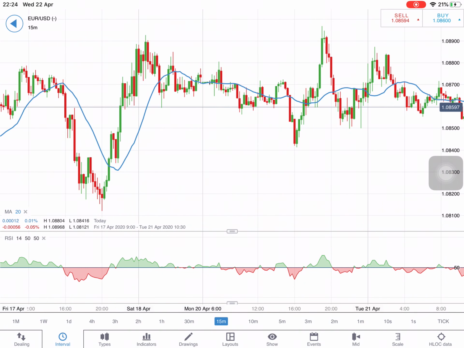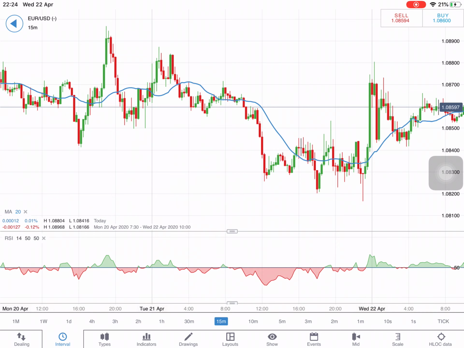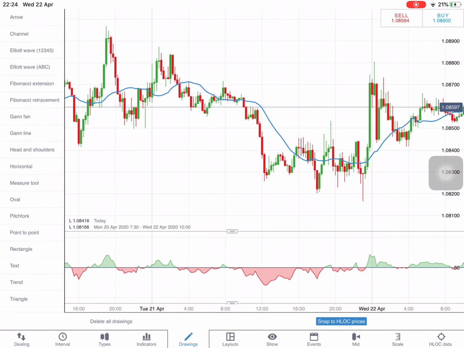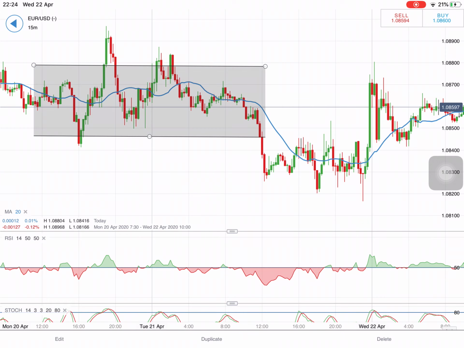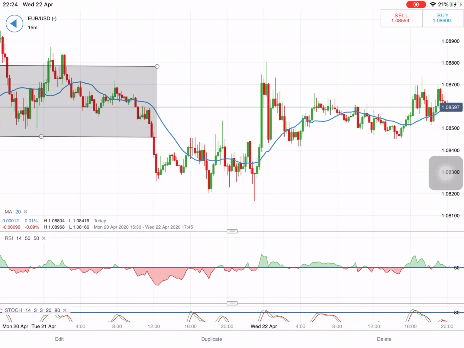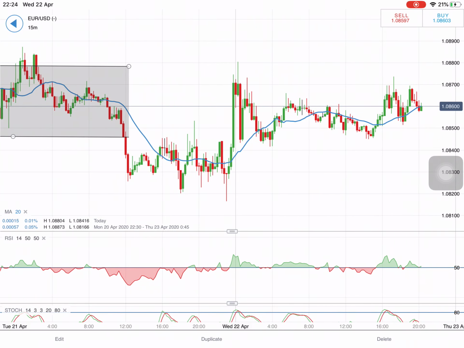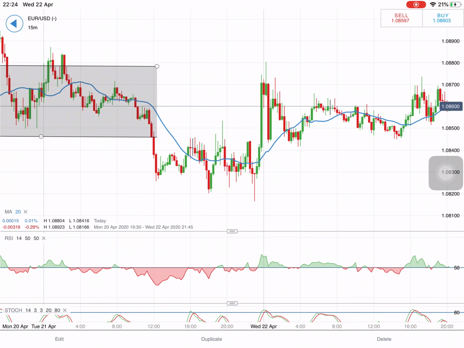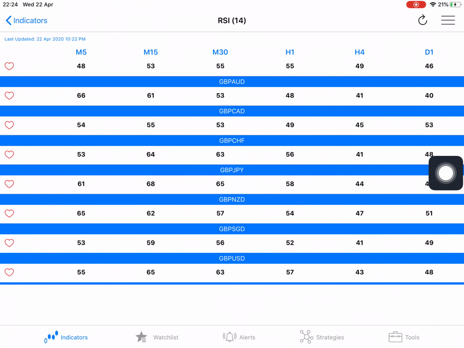So if we look back, we can see that it was in this channel here at the top. Okay, and then we could see that clear breakout to the downside. Okay, but then it came back up. Okay, and it basically invalidated that swing trade sell setup. So you got to be careful how you use it.